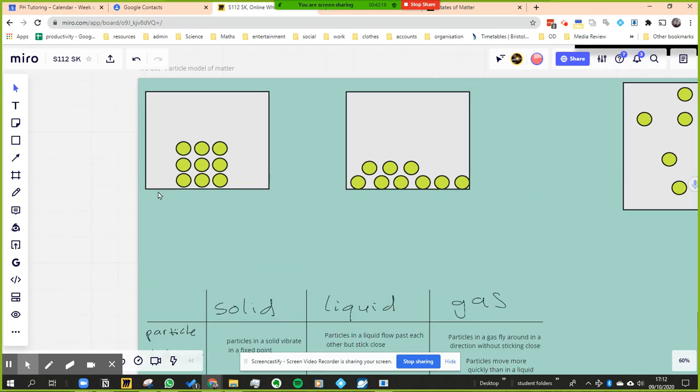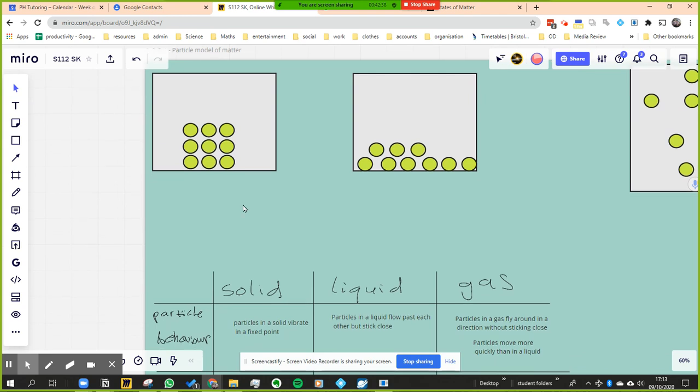We can say that straight away, but what you do need to know is how to describe with words why that is a solid. It's a solid because the particles are relatively close together and they are in a fixed pattern. Now, that's just describing the picture, but you still need to know how to do that.